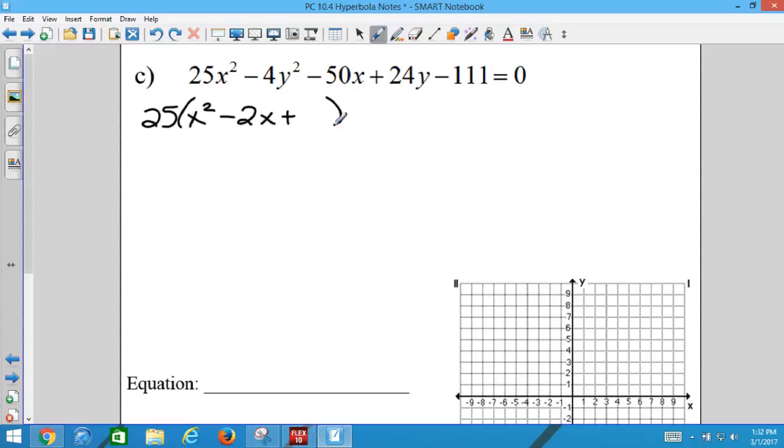What am I going to take out for y? I'm going to take out -4. So if you take out a -4, that means when I take out a -4 from the positive 24y, it becomes -6y.